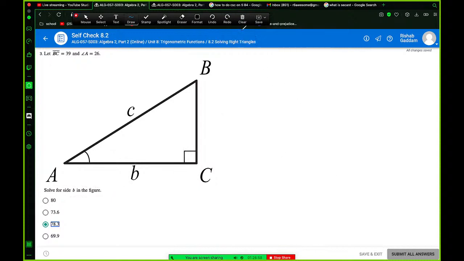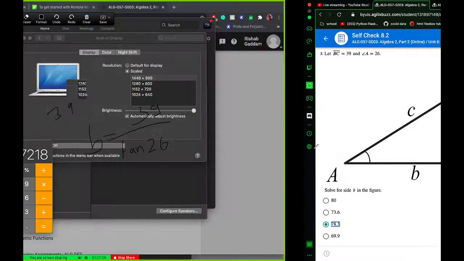Okay, I ran out of space. I'm gonna write that again. So you do B is equal to 39, and it's 39 by tan of 26 equals 39 by B. Okay, so yeah, good job, Southwick.